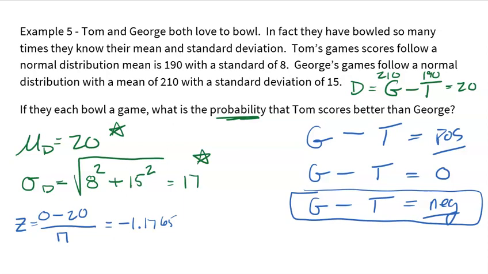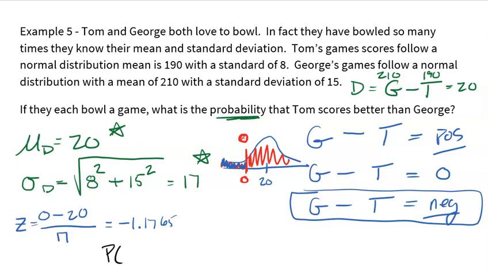Sometimes drawing a little picture might help. I know I'm kind of cramming space on here, but here's my difference. I expect a difference of 20. And wherever 0 falls, that's the cutoff, right? Because if the difference is 0, then that means they're tied. George didn't do better, Tom didn't do better, they're tied. So anything above 0 is when George did better, like he's supposed to. Anything below 0, maybe I should use a different color, is where there's a negative difference. And that's where Tom does better. So that's what we're trying to find.